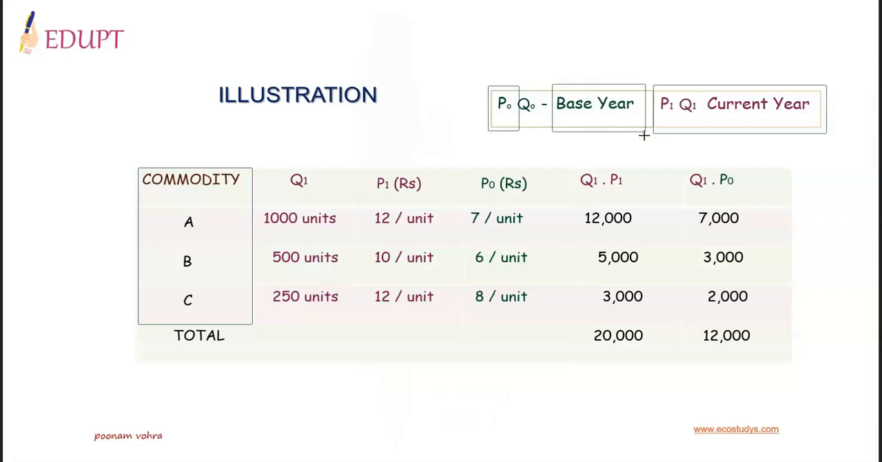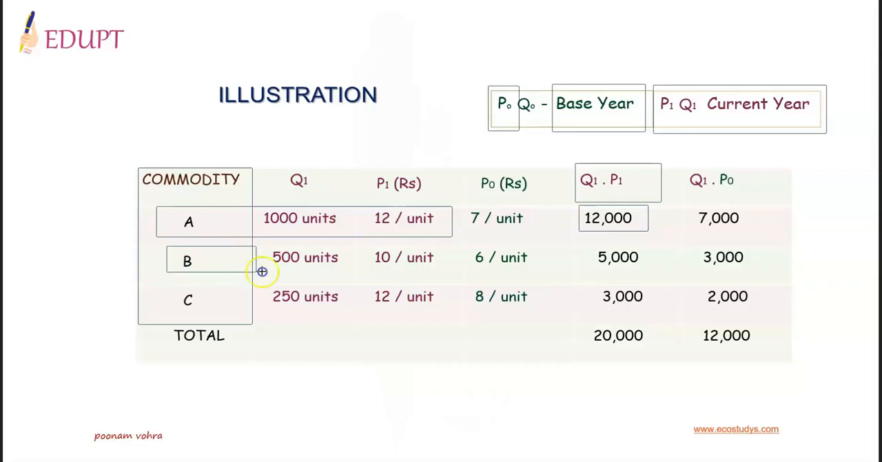So to find national income at the current year, quantity produced of the three commodities and the prices of these that prevail in the current year are taken into account. That is, one has to find Q1 P1. For commodity A, quantity produced is 1000 units at rupees 12 per unit. So the money value of commodity A is 12,000.